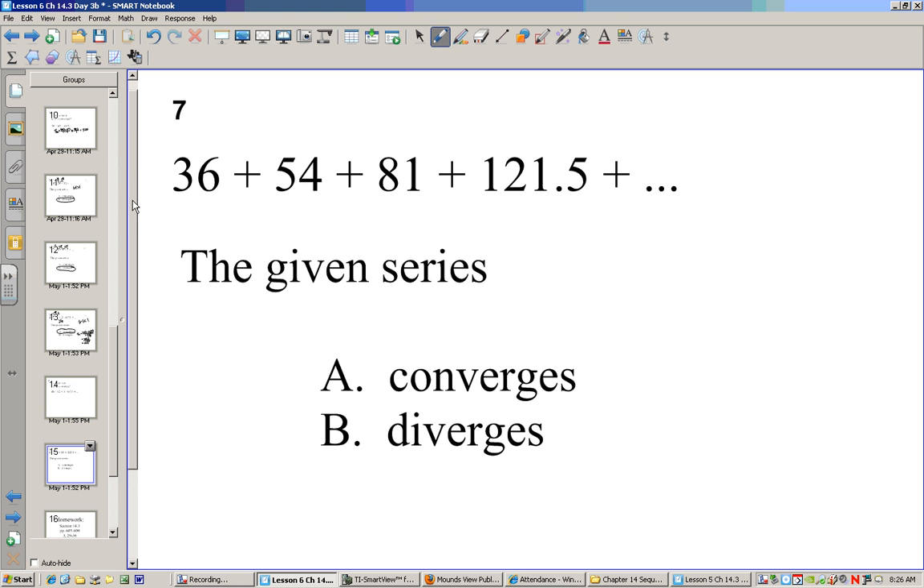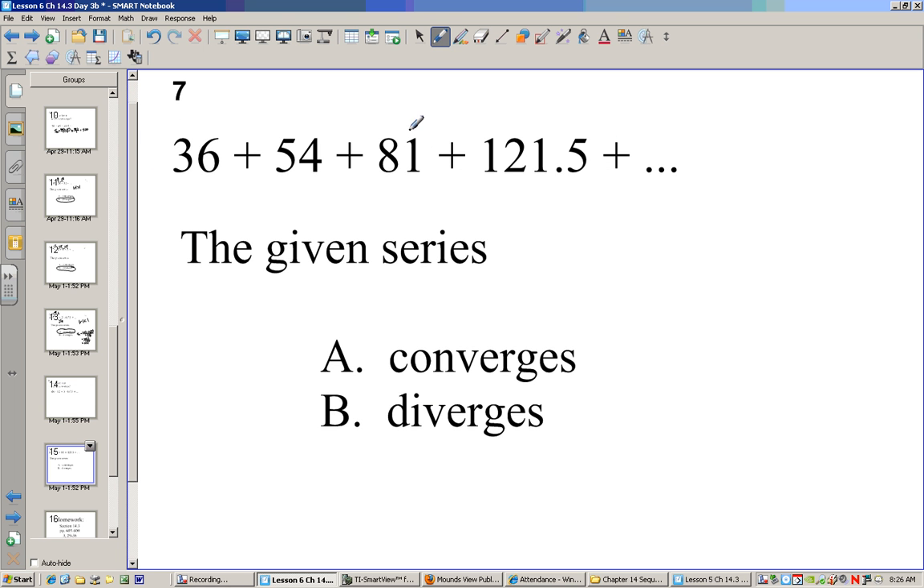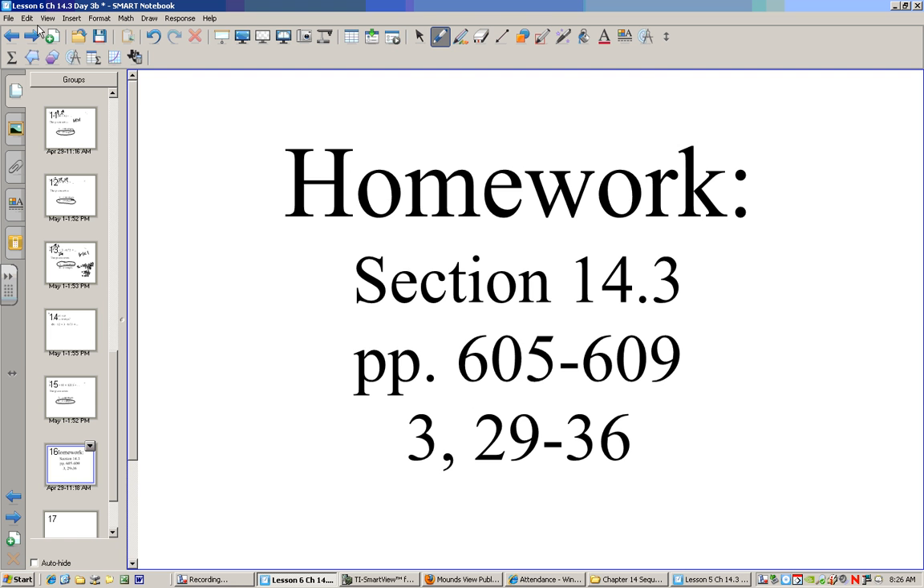If we look at this one, first, we don't even need to really see if it's arithmetic or geometric. You can see that this keeps going up by a bigger number, so since it keeps increasing, we know it's going to diverge. And here's your homework. Good luck.